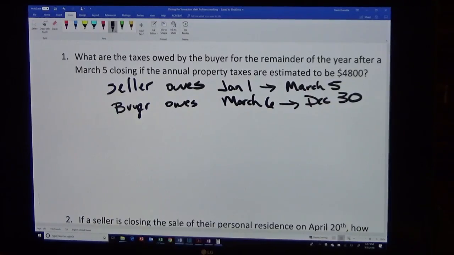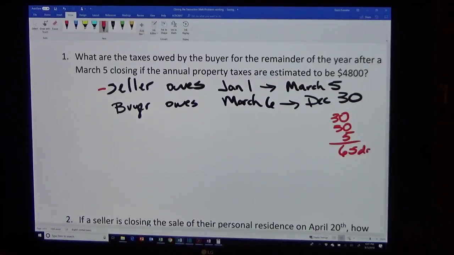Now we want to figure out what each person's share of the year is. And it's always easiest to just start with the seller. So we start with the sellers. From January 1 through March 5th, that's 30 days in January, 30 days in February, and 5 days in March. It's a total of 65 days for the seller.